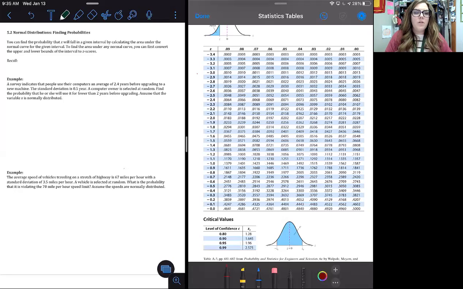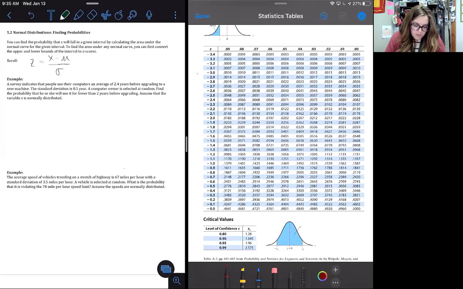Okay, so today we're going to look at using the normal distribution to find probabilities. You can find the probability that x will fall in a given interval by calculating the area under the normal curve for the given interval. To find the area under any normal curve, you can first convert the upper and the lower bounds of the interval to z-scores. So we're going to be using our z-score formula: z equals x minus mu divided by sigma.